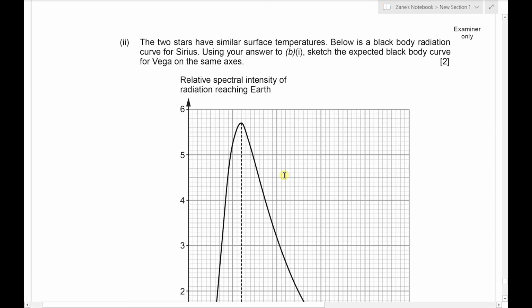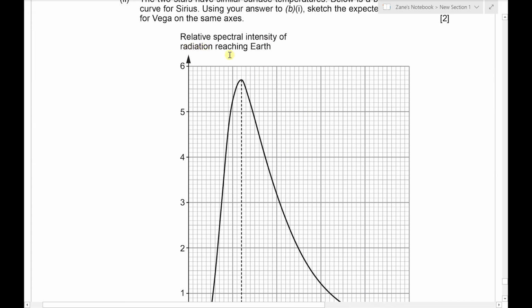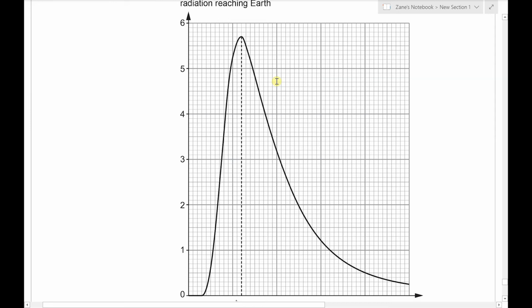Next, the two stars have similar surface temperatures, and we've got the blackbody radiation curve for Sirius, and we've got to sketch the blackbody curve for Vega on the same axis. On the y-axis here we have the relative spectral intensity of radiation reaching the Earth, and you can see this relative intensity for Sirius is at 5.7, which is our answer to the previous part of the question. Remember, the radiation from Sirius was 5.7 times more intense when it reaches the Earth. So we're going to put our peak for the Vega graph at about 1 on the same scale.